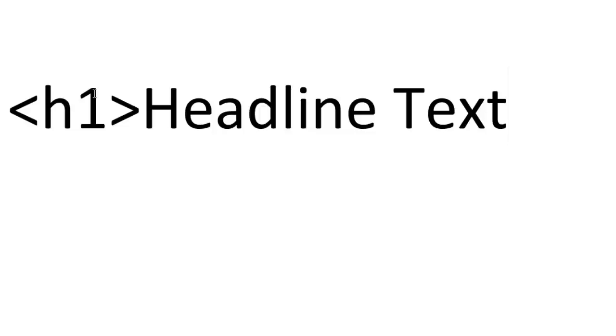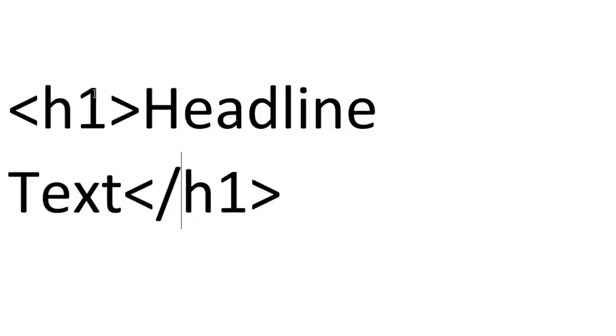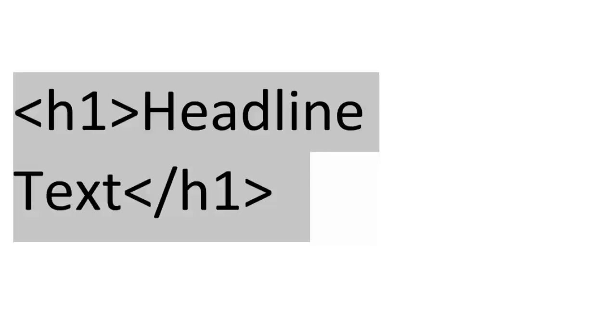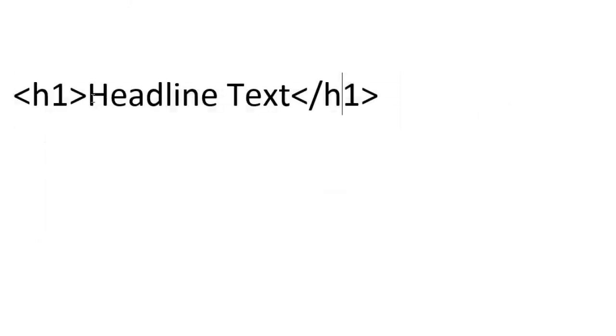So you will write out the headline text here. And when it's time to close that down, remember it's going to be H1, except the end tag is going to have a slash right before the word. So if I minimize this, that's what it looks like. H1, the actual text, and then you close it out by doing H1, but with a slash right before it. So bracket, slash, and then the word. That's what an H1 tag, or headline tag, is.